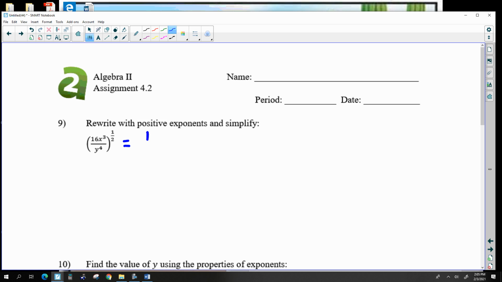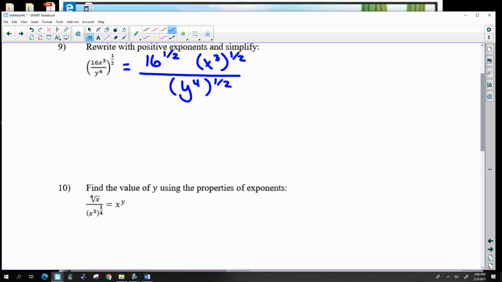Okay, similar idea. So this is 16 to the 1/2, x to the 3rd to the 1/2, y to the 4th to the 1/2. Okay, again, usually the numbers are good numbers. So I see that this is the square root of 16. Square root of 16 is 4. Okay, so far so good. Outstanding. The x, now multiply. The top is 3, the bottom is 2.